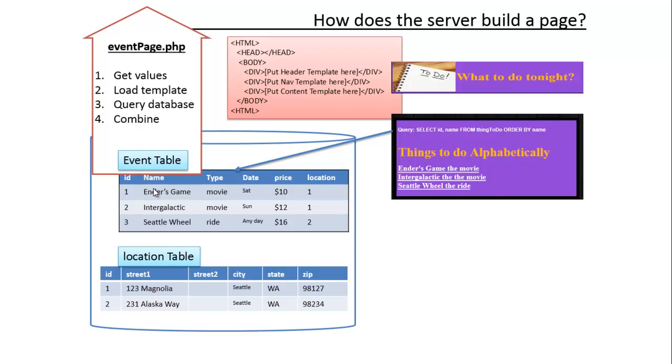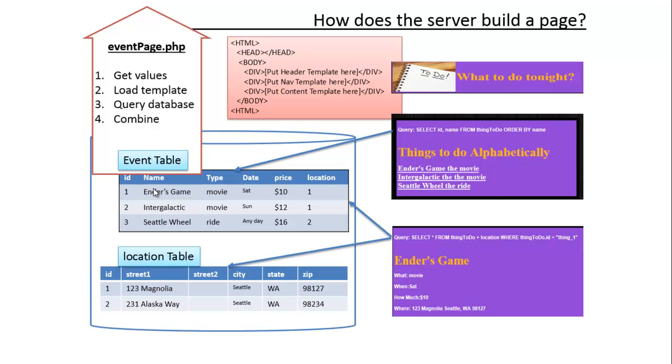So here's that little navigation area, and it really has to query the location table in order to do what it needs to do. In fact, it has to find all of the records from the location, or sorry, in this case the event table, has to find all the records in the event table, has to sort them alphabetically, and then return that result and combine it with the template.